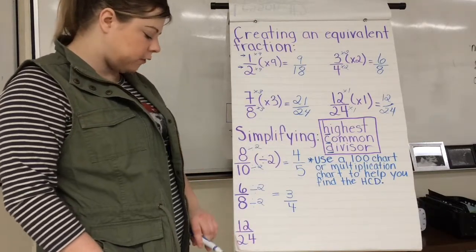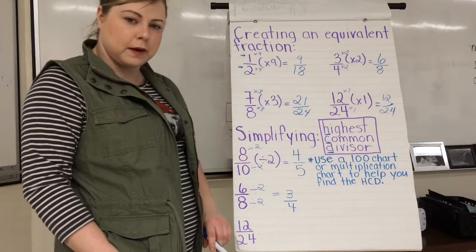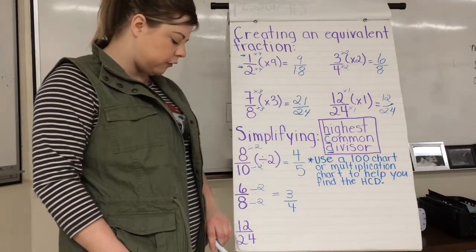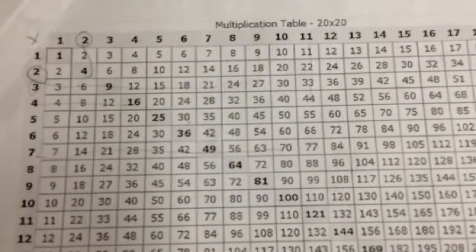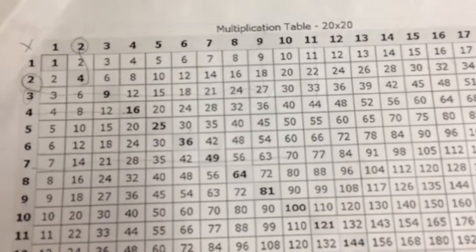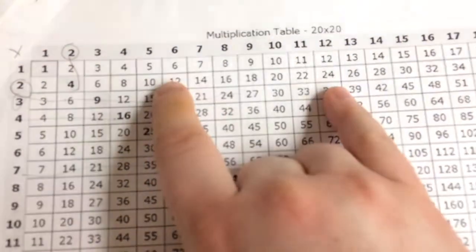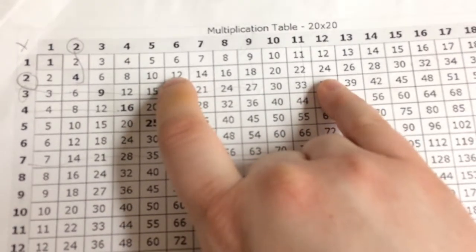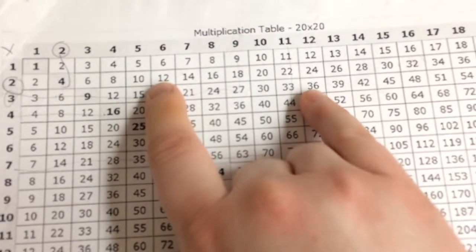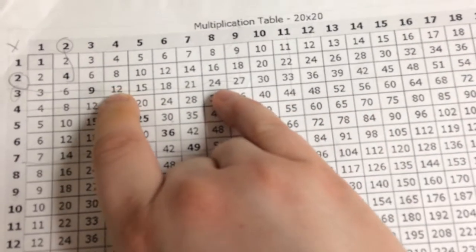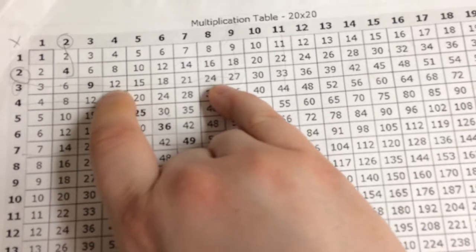So that is how you simplify a fraction into an equivalent fraction. The next one and the last one we have here is 12 over 24. I'm going to take a look at my multiplication chart now. Now I want to find the highest common divisor for 12 and 24. All right, so I have to figure out which lines have both 12 and 24. I'm going to start off with my 2. It has 12 and 24. Let's see if 3 does. 3 also has 12 and 24. So right now that's my highest common divisor.